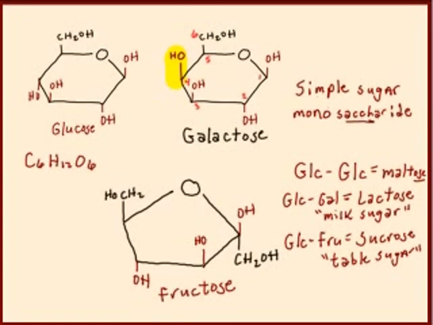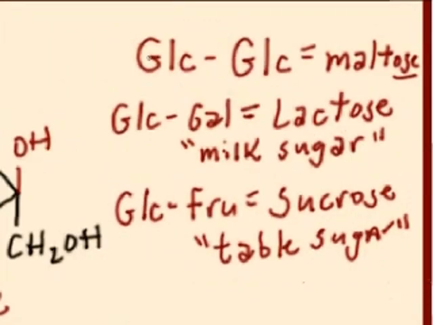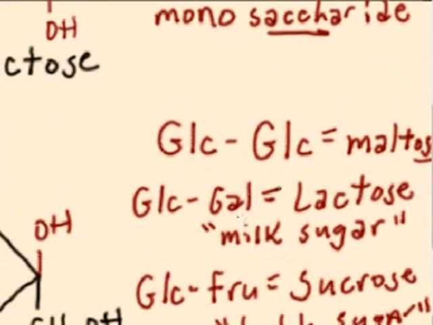Saccharide means sugar or sweet. You can join two of these together to make carbohydrates that have two sugars. If you put glucose together with another glucose, you make maltose. If you put glucose with galactose, you make lactose, which is milk sugar. And if you put glucose with fructose, you make sucrose, which is table sugar. Whenever you have two sugars together, as in these three, we call these disaccharides.